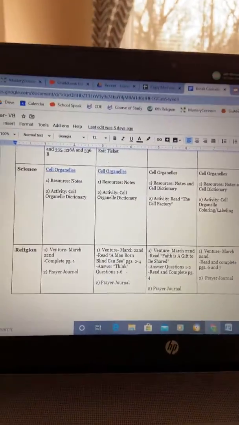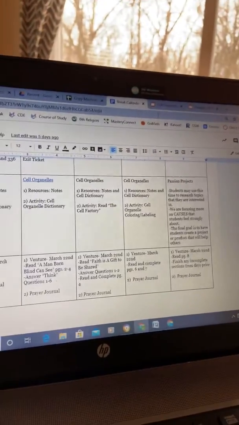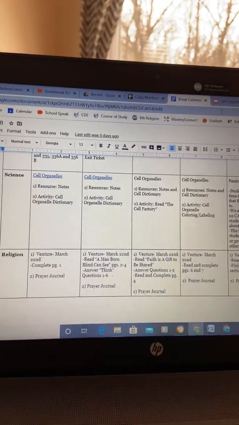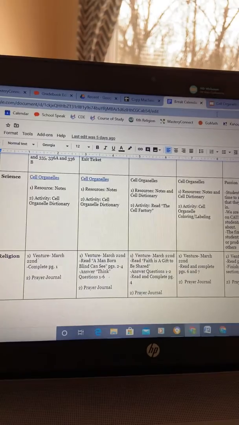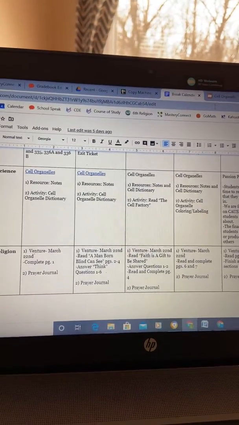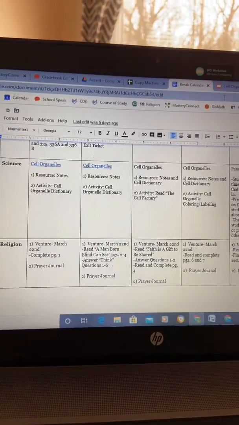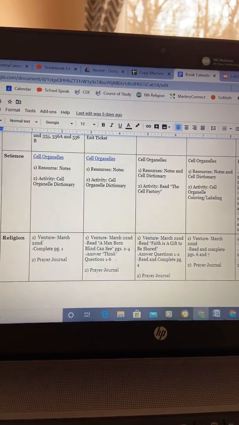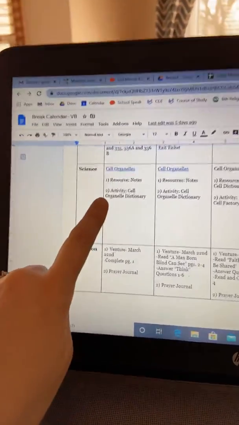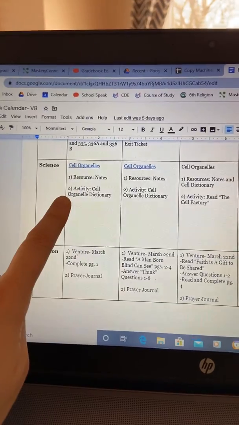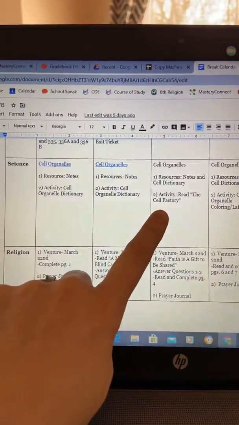So let's take a look at the calendar and I'll show you what I'm going to do. For the first 4 days, I gave you passion project time, but for the first 4 days, it's all about cell organelles. This is something we have not done yet, but I included the notes for the PowerPoint that we would use in class. So today I'm just going to go over the PowerPoint and show you what I was looking for in the cell organelle dictionary. And then basically all you have to do for this part is just read that story.